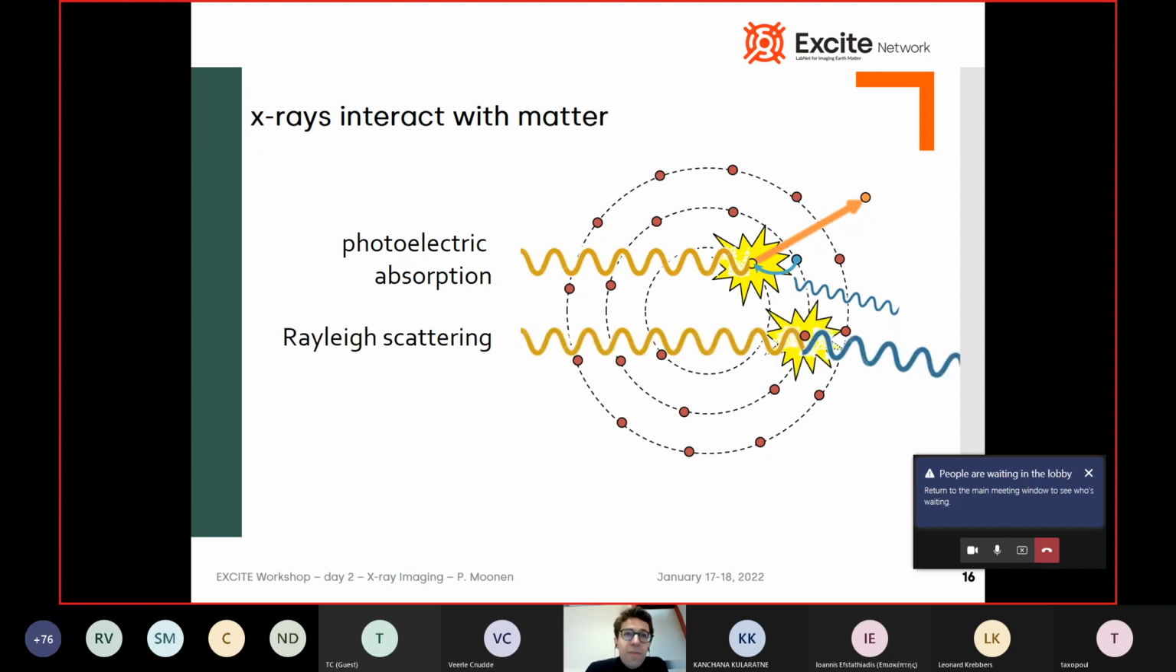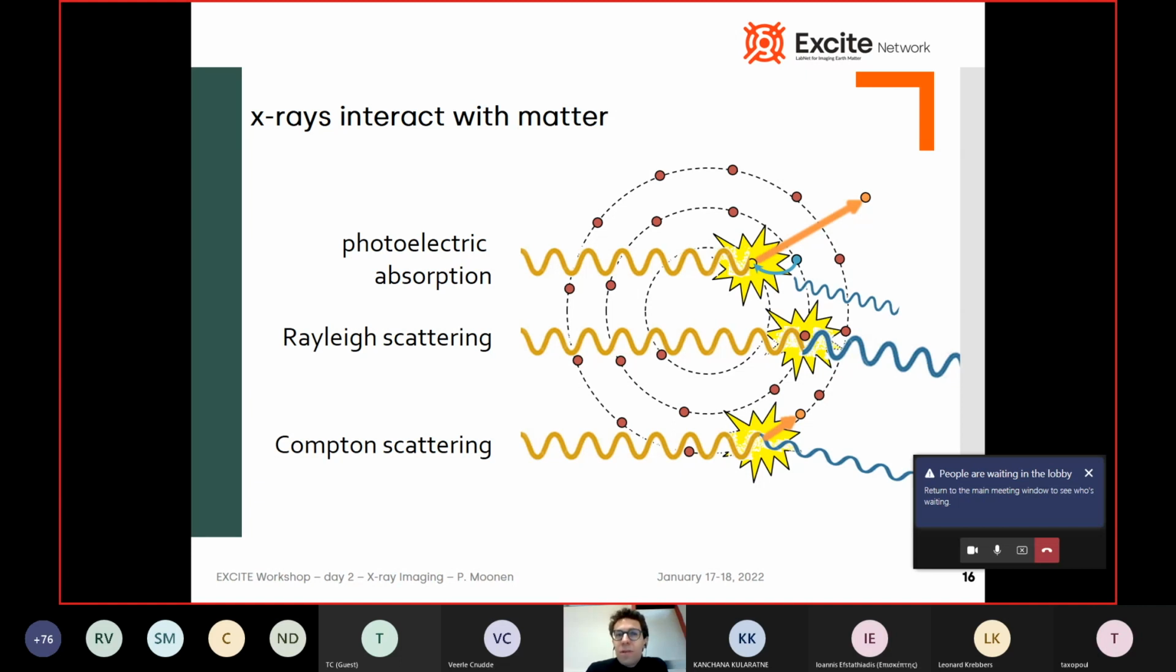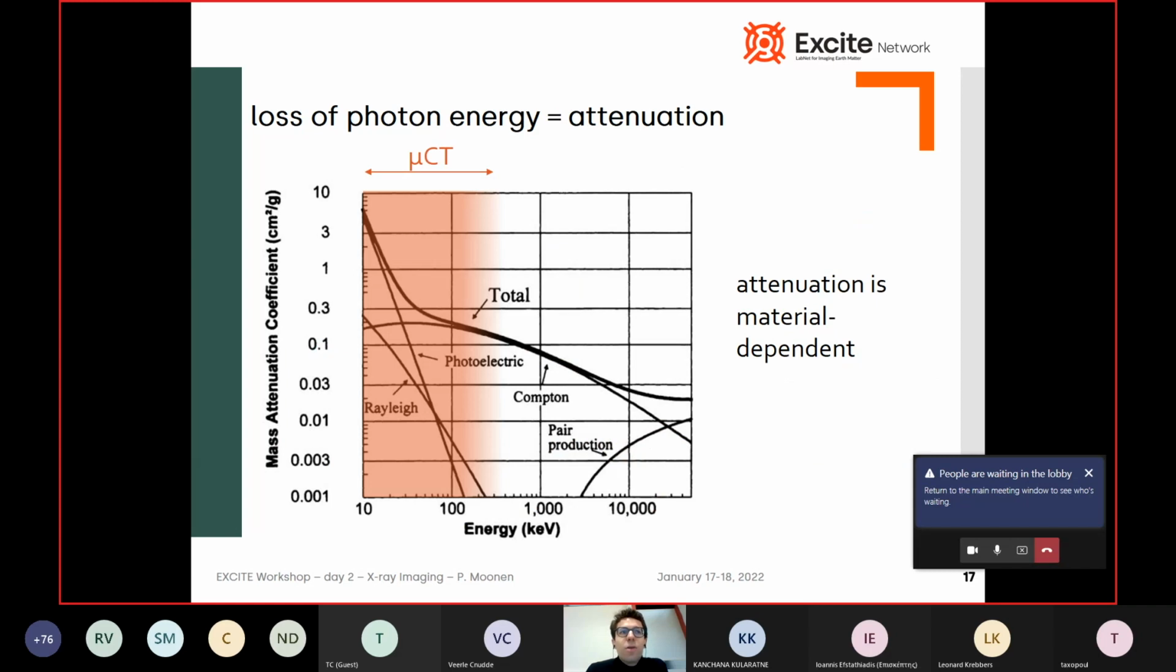There's also Rayleigh scattering, where a beam bounces off, let's say, an electron and just changes direction but doesn't lose energy. And there is Compton scattering, where the beam does kick out an electron, thereby losing energy, and therefore the continuing beam has another wavelength and energy content. There are other mechanisms at play, but what they all have in common is that they lose energy. They cause a loss of photon energy, and that loss of photon energy we also call attenuation.